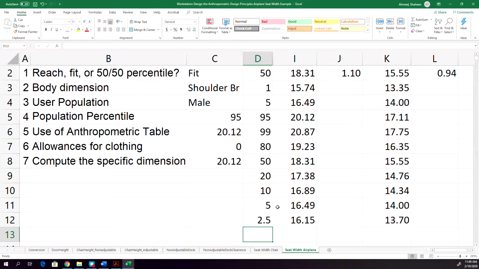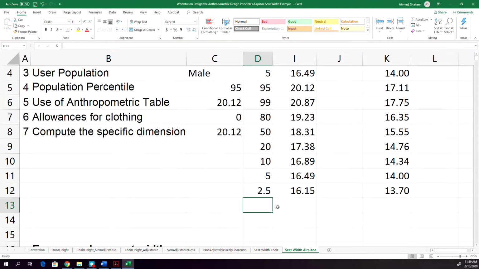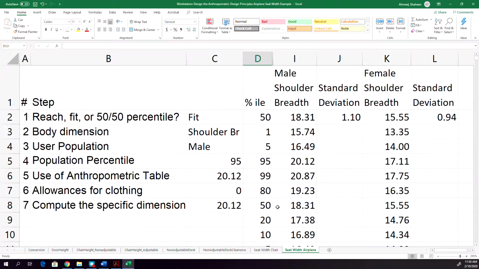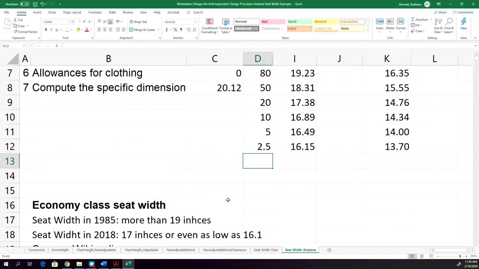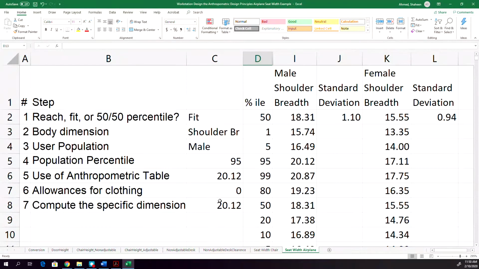Now, at least you get the idea of how to design that. So when people are sitting close together, then you have to consider the shoulder breadth instead of hip width. So I hope that clarifies this design issue in aeroplane seating.